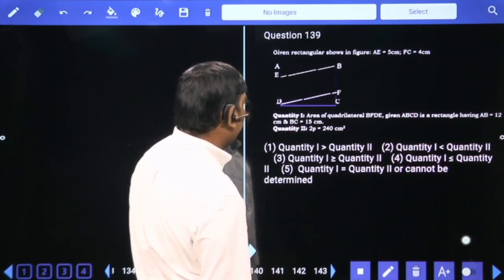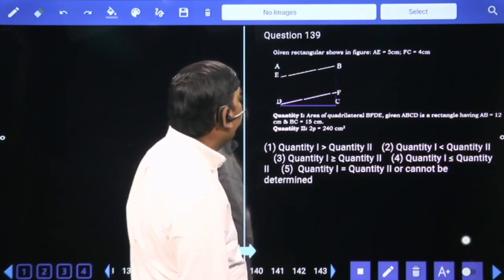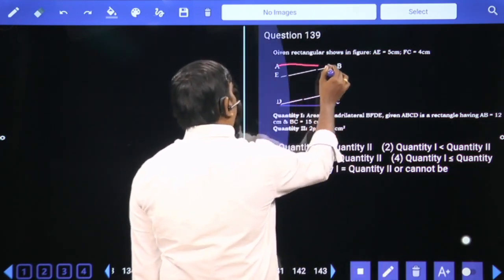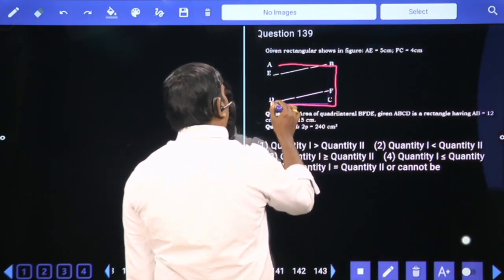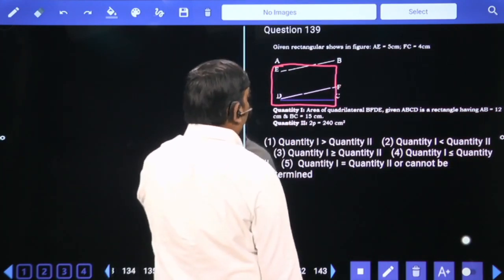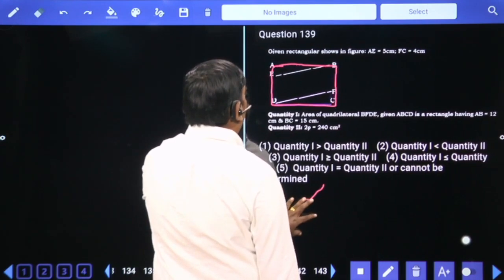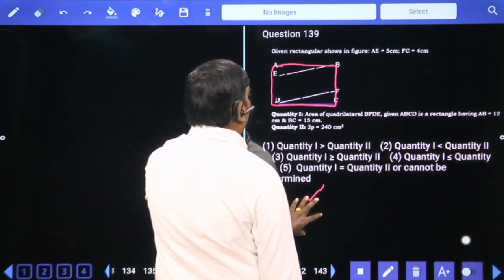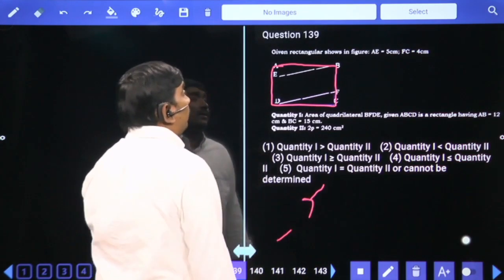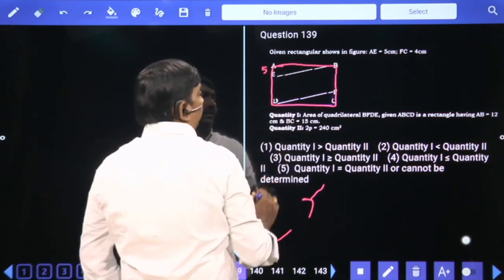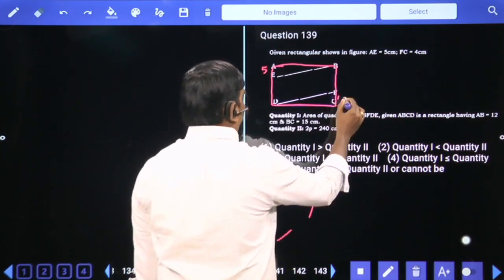The diagram is not visible here. I think this is A, B, C, D. Okay. AE 5 centimeters. This is 5, AE. FC 4 centimeters. This is 4.